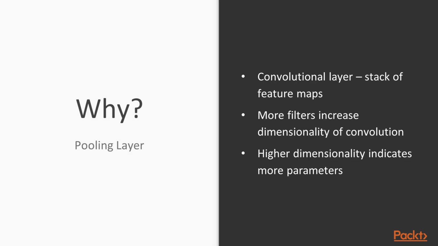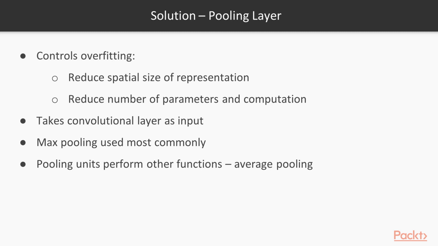As we have seen, a convolutional layer is a stack of feature maps with 1 feature map for each filter. More filters increase the dimensionality of convolution. Higher dimensionality indicates more parameters. So, the pooling layer controls overfitting by progressively reducing the spatial size of the representation to reduce the number of parameters and computation. The pooling layer often takes the convolutional layer as input. The most commonly used pooling approach is max pooling. In addition to max pooling, pooling units can also perform other functions such as average pooling.